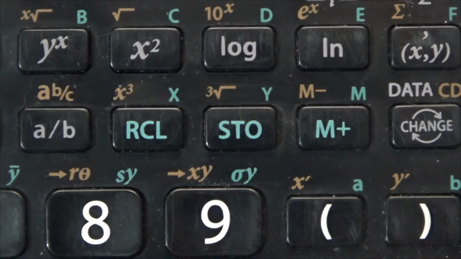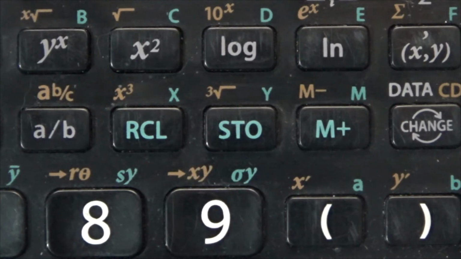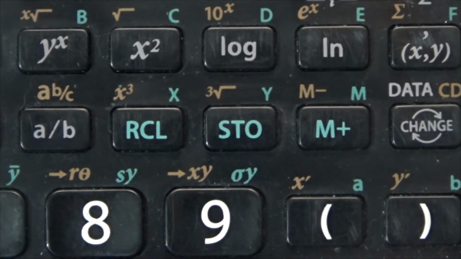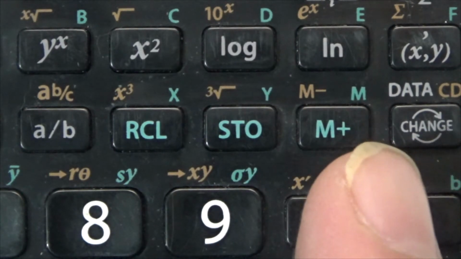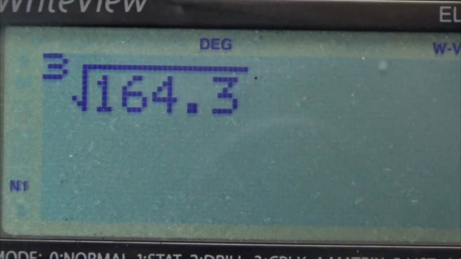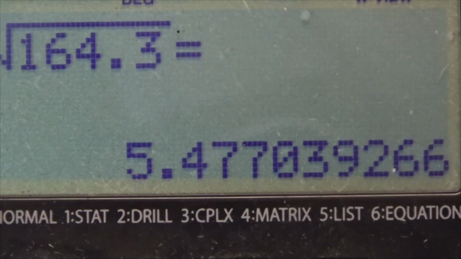So I would come here, and I would use that button right there. I have to hit second first. So I hit second, and then I hit that right there. And I've got the cube root, so then I type in 164.3, and my calculator looks like that right there. And then I hit equals, and it looks like each side of that cube is about 5.48, maybe 5.5, depending on exactly how close you want to get.